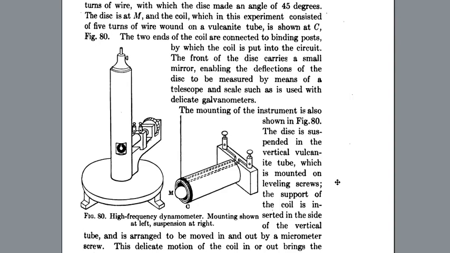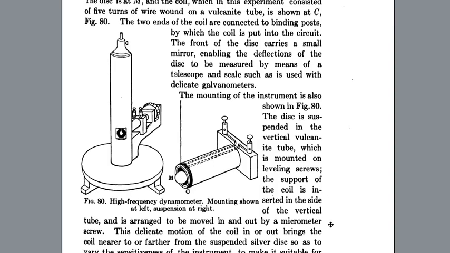The front of the disc carries a small mirror, enabling the deflections of the disc to be measured by means of a telescope and scale, such as is used with delicate galvanometers. The mounting of the instrument is also shown in figure 80. The disc is suspended in the vertical vulcanite tube, which is mounted on leveling screws.